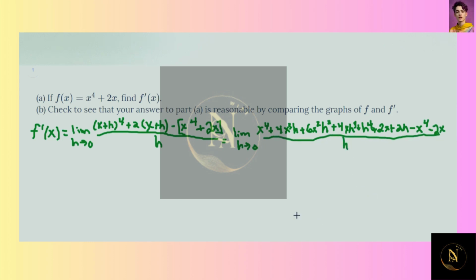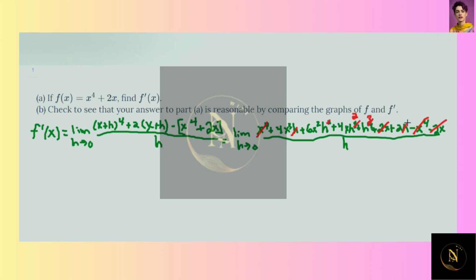Now let's take a look at the numerator and see what we can cancel out. We have a positive x to the fourth and a negative x to the fourth, so those go away. A positive 2x and a negative 2x. And then an h in the denominator will cancel with an h in each of the terms in the numerator, since each of the terms in the numerator has at least one h.